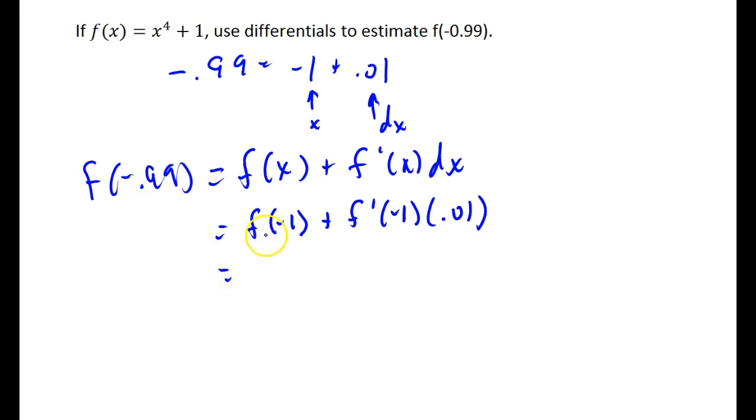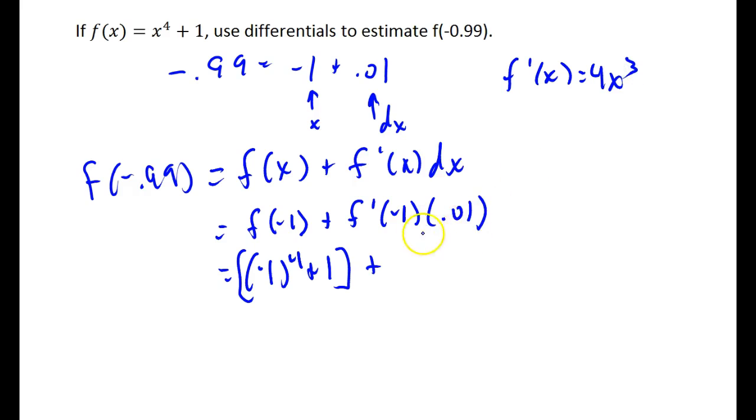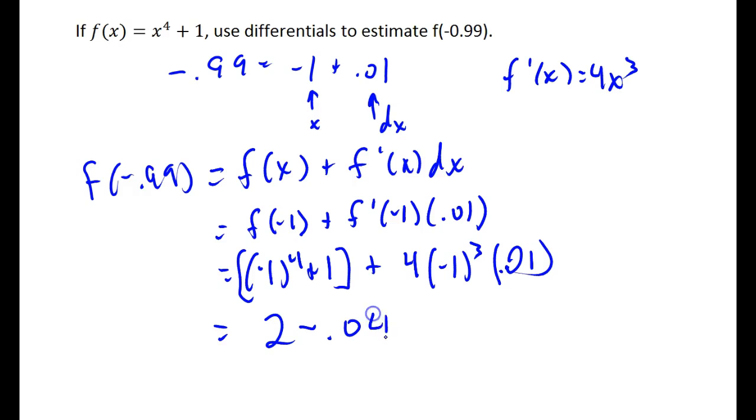F of negative 1 is negative 1 to the 4th plus 1, and f prime of negative 1, well, the derivative of that is 4x cubed. So f prime of negative 1 is going to be 4 times negative 1 cubed, and we'll multiply that by 0.01. Negative 1 to the 4th is 1, plus 1 is 2. 4 times negative 1 cubed is negative 4, times 0.01 is negative 0.04. So we get 1.96.